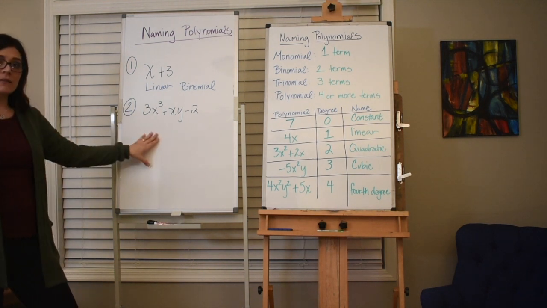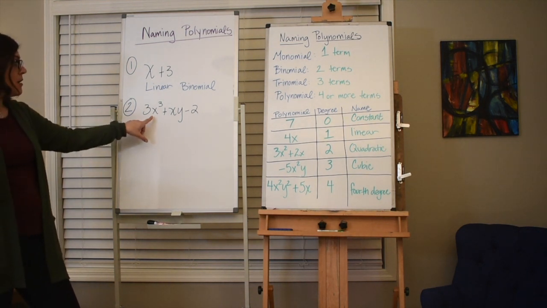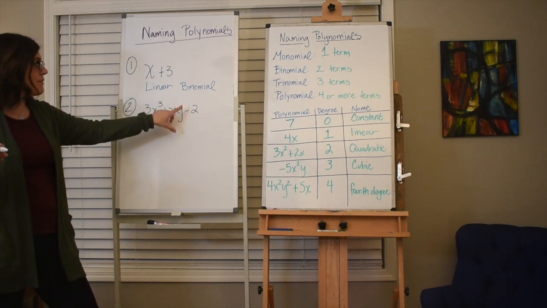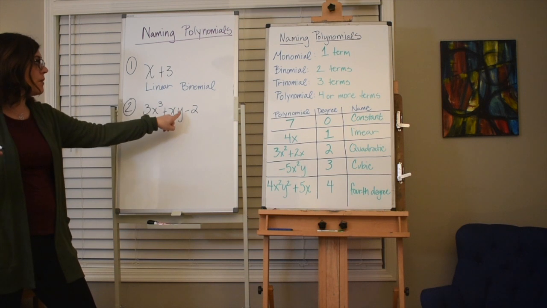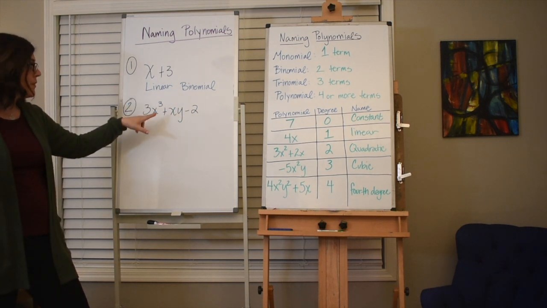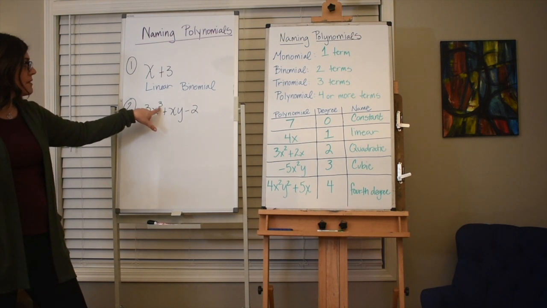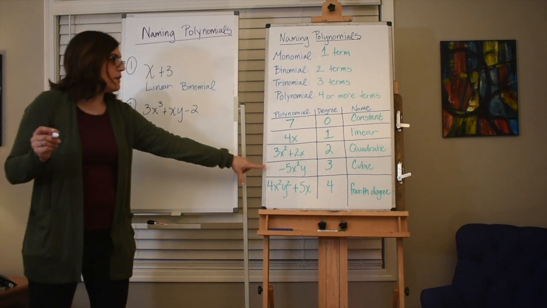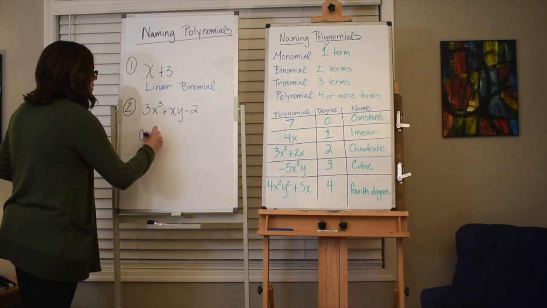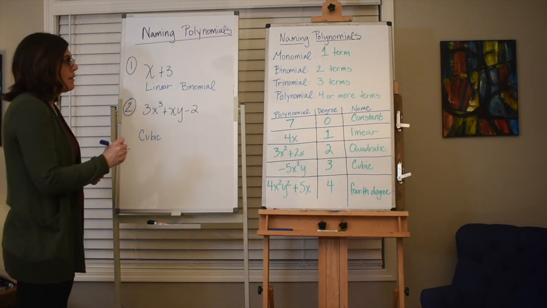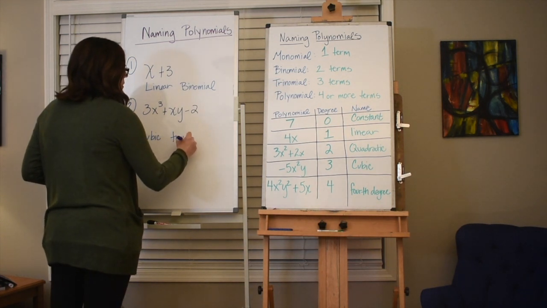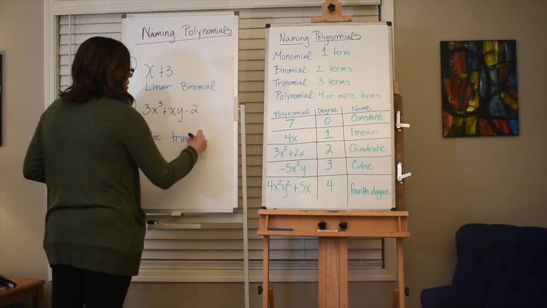Okay? So let's look at this second problem here. My highest exponent value would be 3 because this is x to the third. This would be x to the first, y to the first, which makes this monomial right in the middle here a degree of 2. So it is a degree of 3. If I look down here, that makes it cubic. So it is a cubic trinomial because there are 3 terms in this expression.